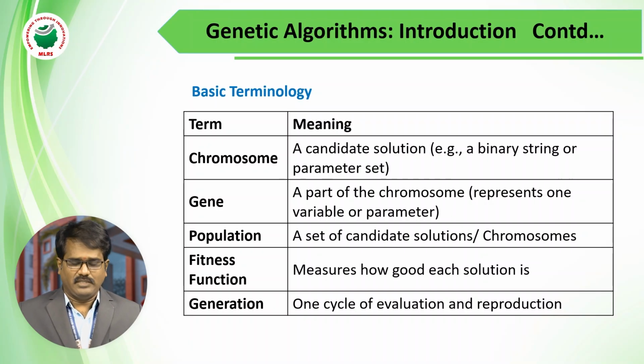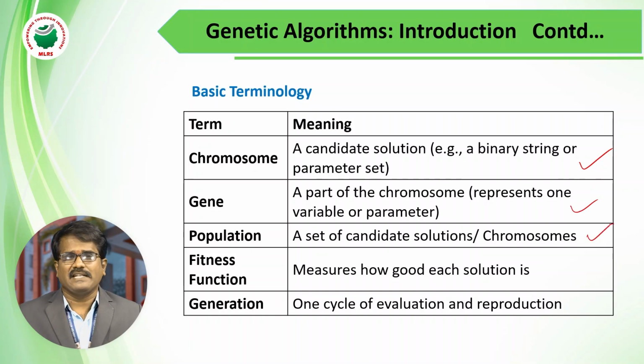Here, we observe term and meaning. Chromosome. Why are we taking this as example or terminology in the genetic algorithms? Name itself says it is genetics. That's why we are considering this terminology. First one is chromosome. Chromosome is a candidate solution. This is the solution for the next generation. In the chromosomes, there are a number of genes. A part of the chromosome is nothing but the genes.